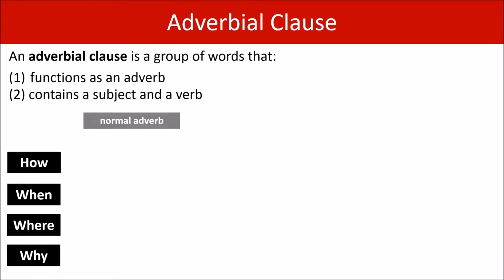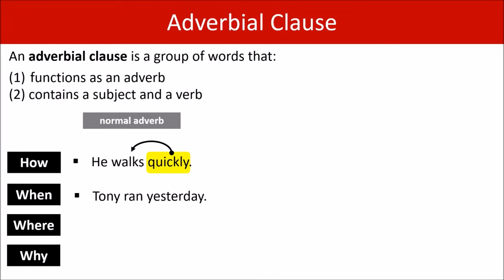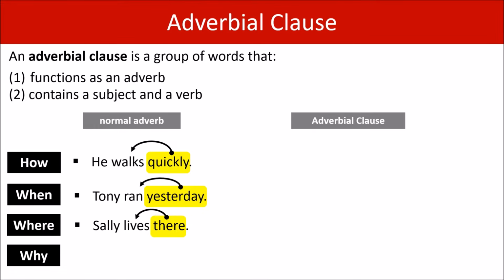Let's look at some normal adverbs to start with. He walks quickly. In this sentence, quickly is our adverb. It modifies the verb walks and tells us how. Tony ran yesterday. Yesterday is the adverb. It modifies the verb ran and it tells us when. Sally lives there. There is the adverb. It modifies the verb lives and tells us where. Now, there are no single word adverbs that tell us why. So, let's now move on to adverbial clauses.